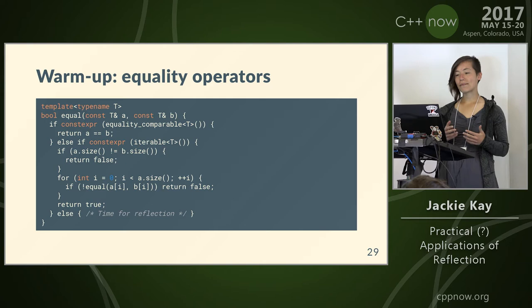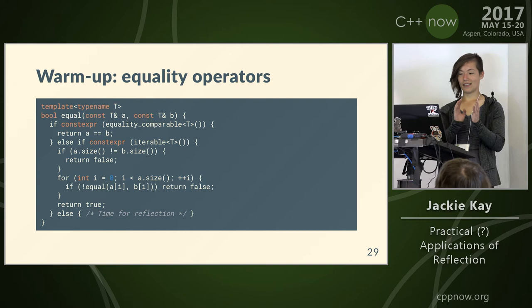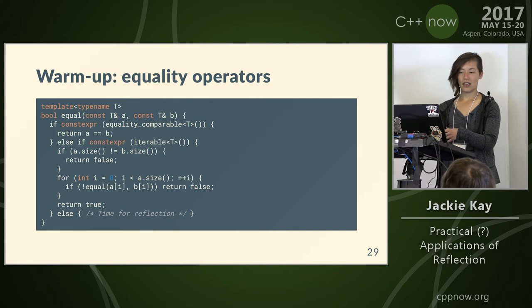So suppose I have concepts, maybe, or some compile time predicate that says T is equality comparable. It has a valid equal equal. I will return A equals equals B. If it's iterable, maybe I can go through every member and compare if those are equal. Obviously, if they're a different size, like if this is a vector, it can't be equal, so we return false. These are heuristics for how we compare a T.